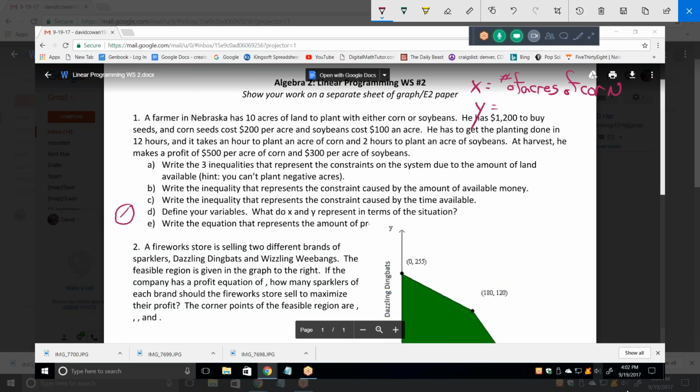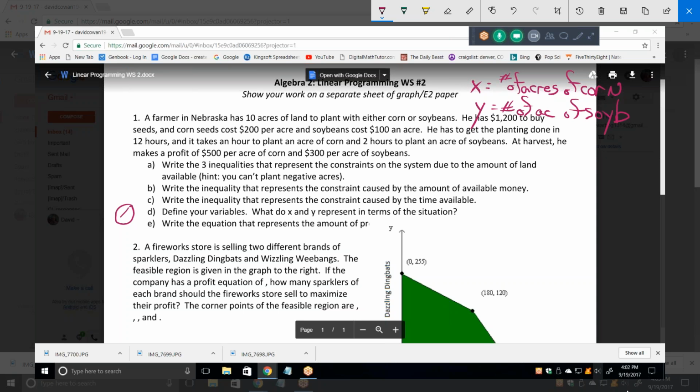That's what I mean by being specific. And with these kind of problems, that's really important. Actually, with all word problems. One of the things I see students do is they're not specific enough. They just say corn, and that can mean the price of corn, profit margin of corn, amount of time it takes for corn. So by specifying that we're talking about the number of acres of corn that we're going to plant, and this is the number of acres of soybean. Okay.